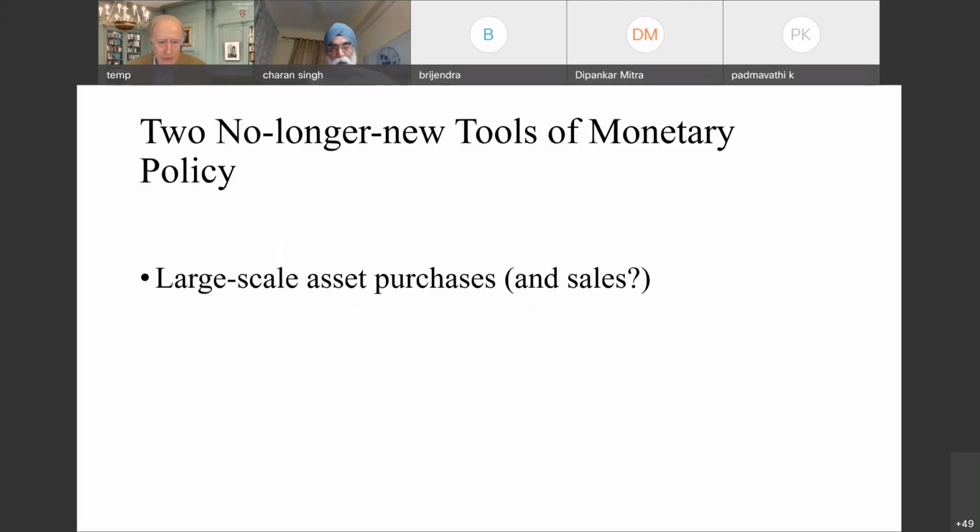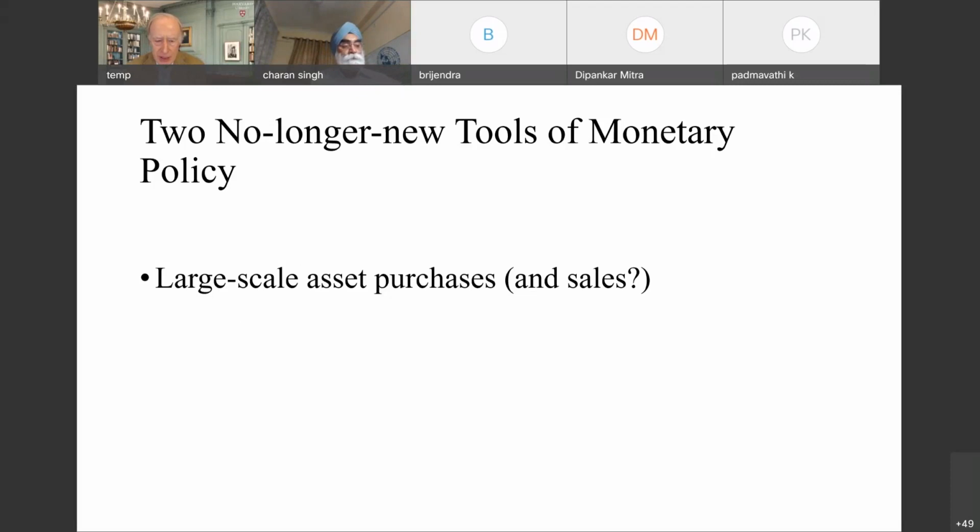Let me now move on to the second issue on my agenda, which is these two tools of monetary policy that central banks around the world evolved during the last financial crisis. The need for doing so was pretty obvious.